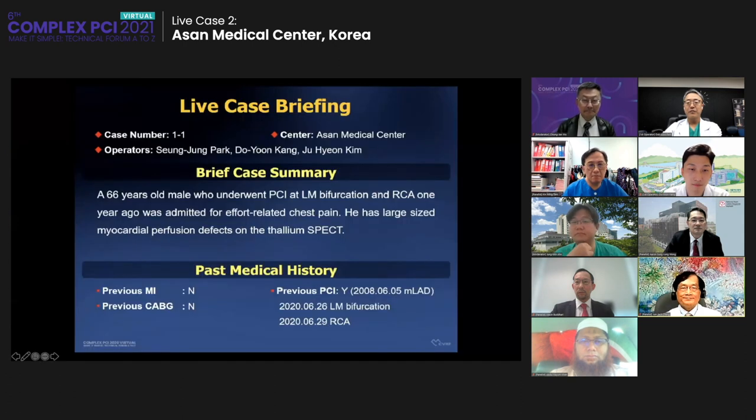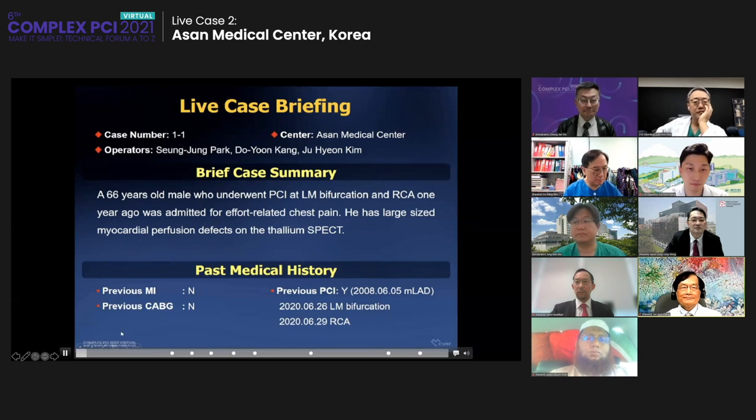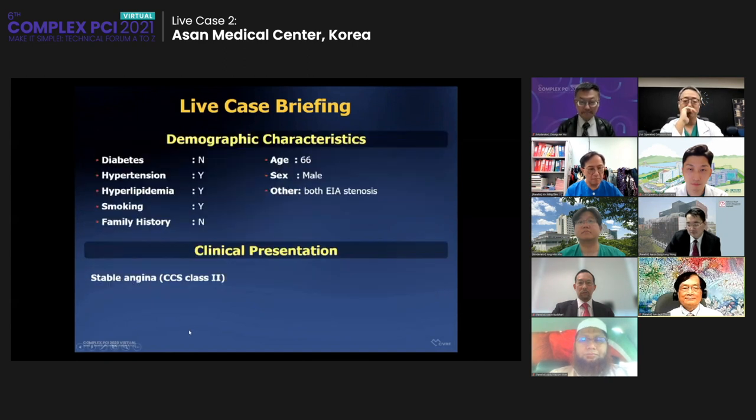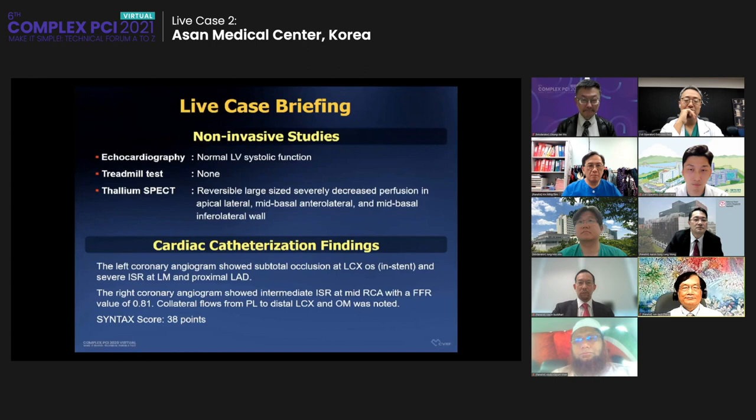Okay, Dr. Kim, can you introduce the patient background? Thanks for the opportunity to present this exciting case. This is a 66-year-old male patient who underwent PCI at the left main bifurcation in our center. He recently developed chest pain, and he has a large-sized perfusion defect on the scan. He previously underwent PCI at the mid LAD in 2008. He has hypertension and other coronary risk factors, and complained of claudication due to bilateral iliac artery stenosis. His echocardiography showed normal LV systolic function, and the perfusion scan showed large-sized defects in the anterolateral and inferolateral wall.